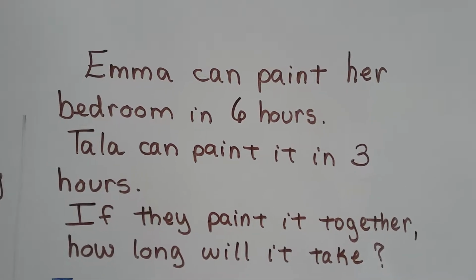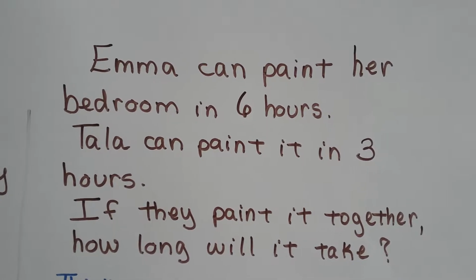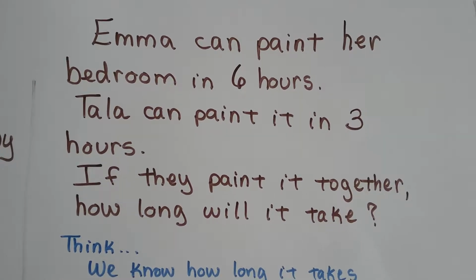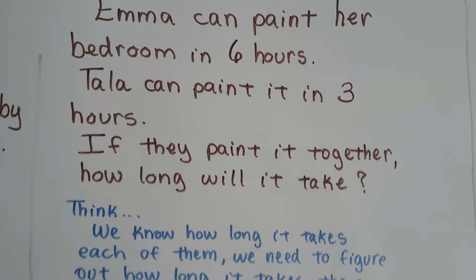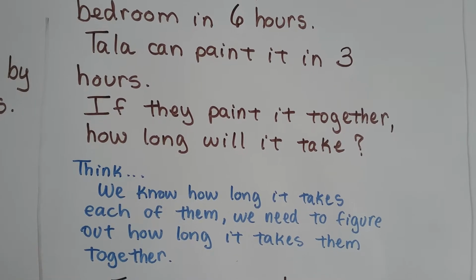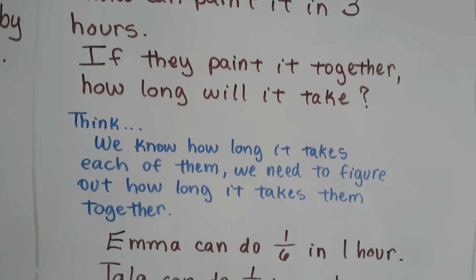So Emma can paint her bedroom in 6 hours. Tala can paint it in 3 hours. She's a lot quicker. She's older. Well, if they paint it together, how long will it take? We know how long it takes each of them to do it separately. We need to figure out how long it's going to take them together.